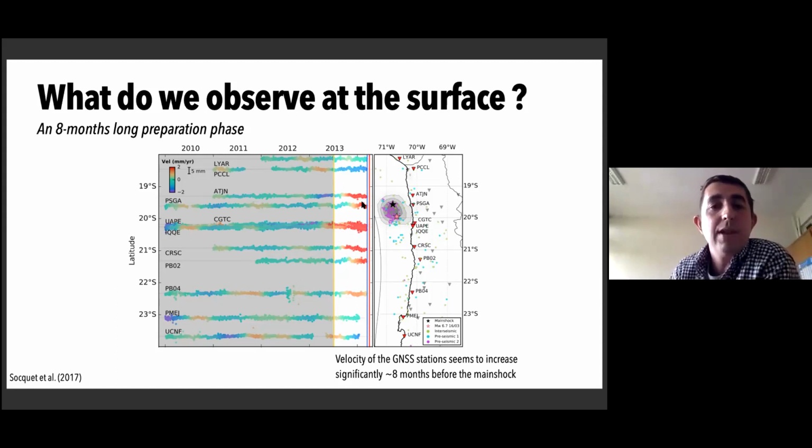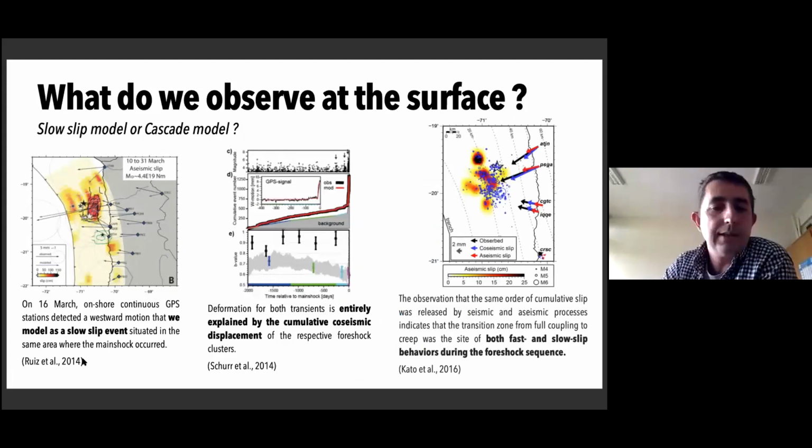She did that in 2017, but at the time when the earthquake occurred, some people already saw that signal and interpreted it in very different ways, which is why we decided to analyze this earthquake: some proposed that it was a slow slip model, and some proposed that it was a cascade model.